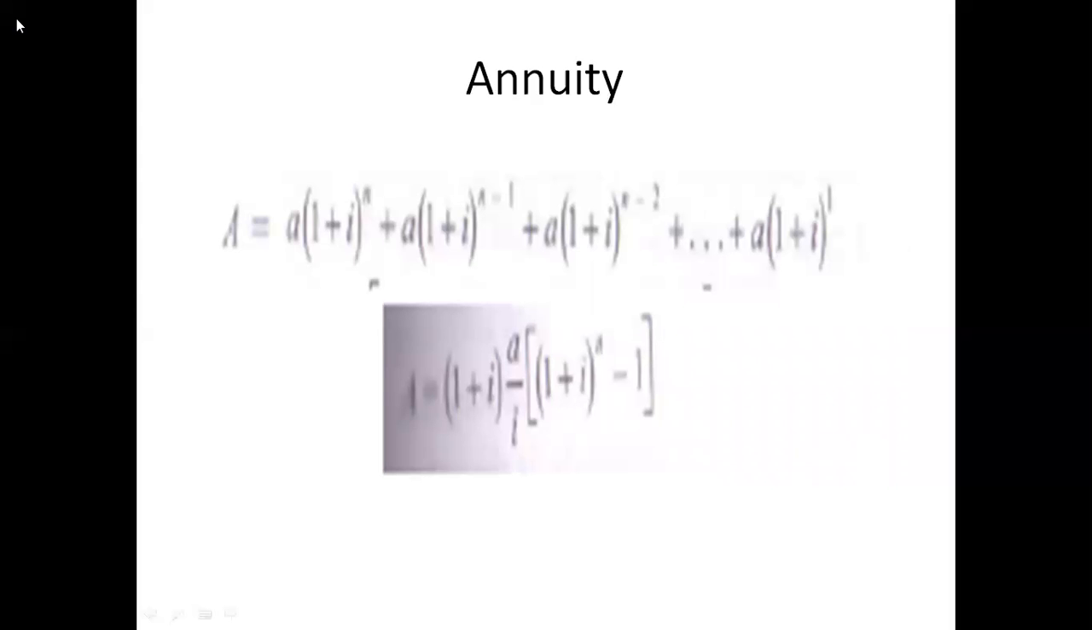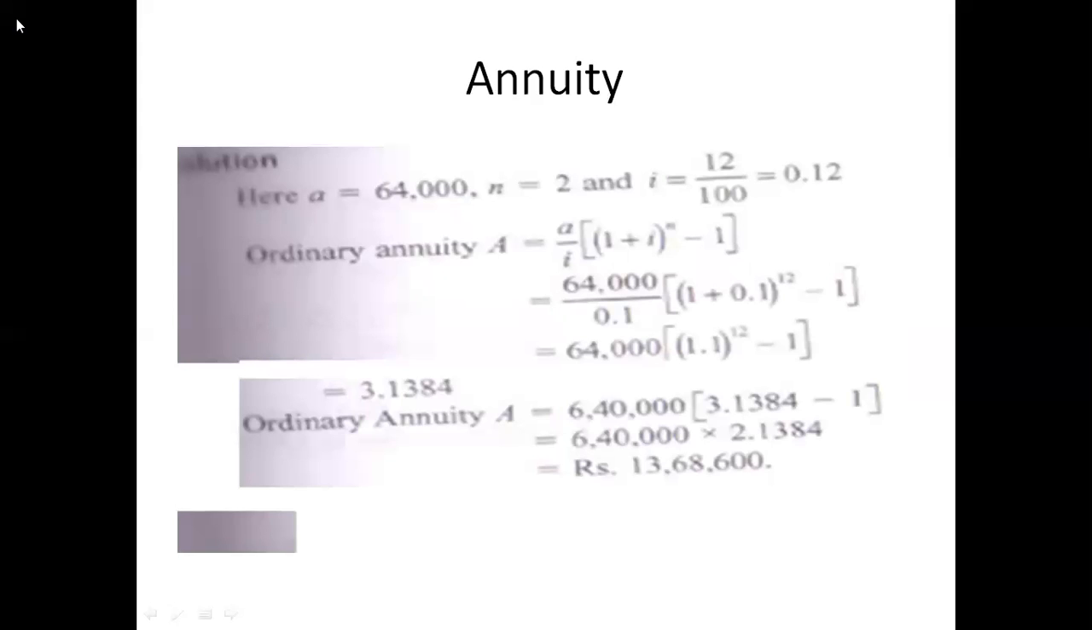So we have the normal formula for annuity. We had done two problems previously, yesterday. A is equal to 1 plus I into A by I, within brackets 1 plus I whole to the power of n minus 1. For the first, we have A into 1 plus I whole to the power of n. For the next, we have A into 1 plus I whole to the power of n minus 1. For the last, we have A. Now the total formula is A is equal to 1 plus I, A by I into 1 plus I whole to the power of n minus 1. This is the formula we need.